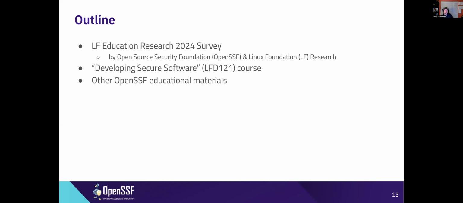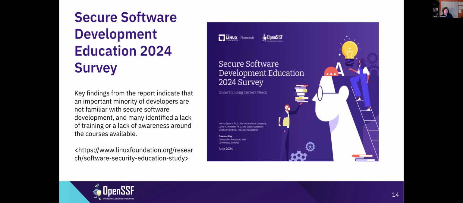All right, so I'm going to talk real quickly about the LF Education Research Survey done earlier this year, LFD 121, and then some other OpenSSF educational materials. Next. So first of all, earlier this year, we did what we call the Secure Software Development Education Survey of 2024. The URL's bottom left there. We went out and surveyed a number of developers and really got some interesting results. Key findings include things like an important minority of developers aren't familiar with secure software development. Many identified a lack of training or lack of awareness about those courses as being particularly important.